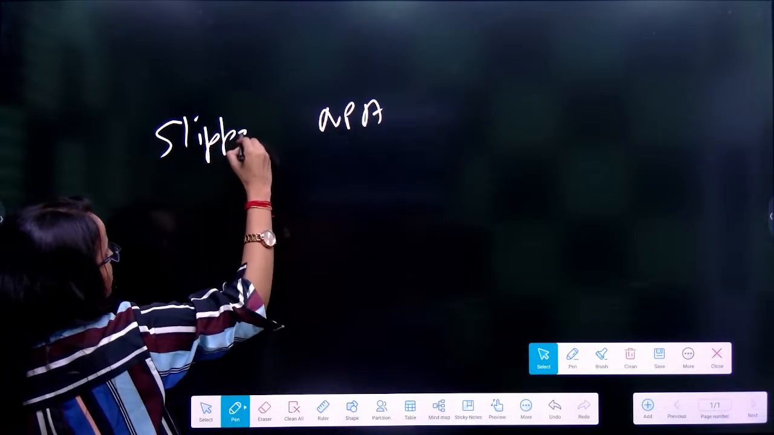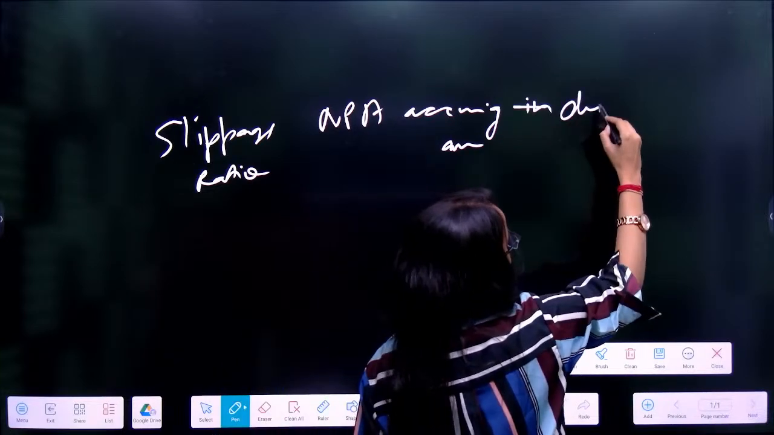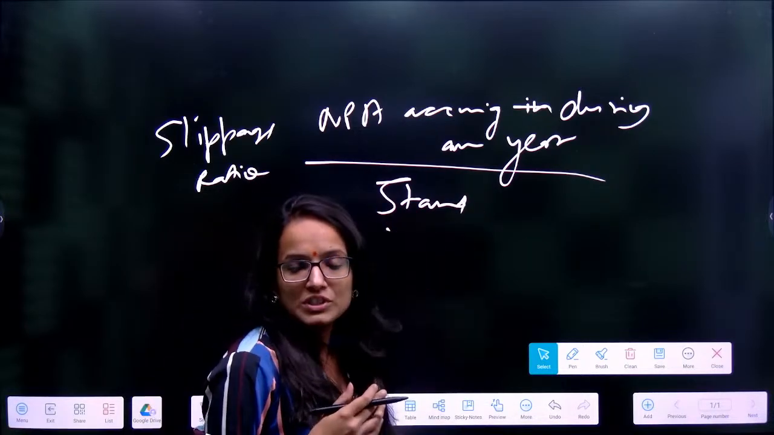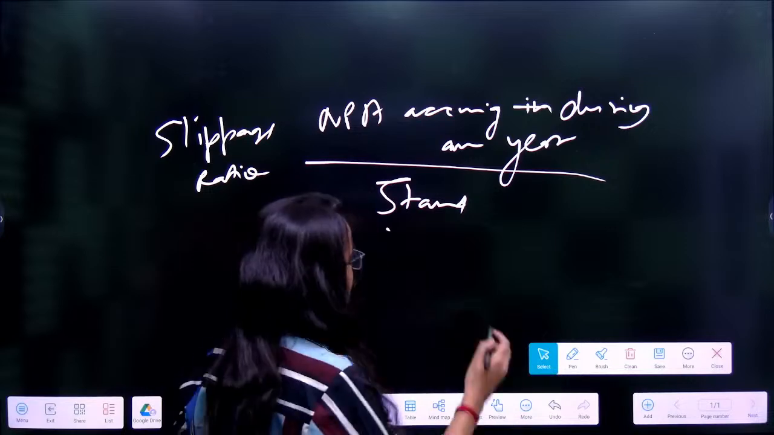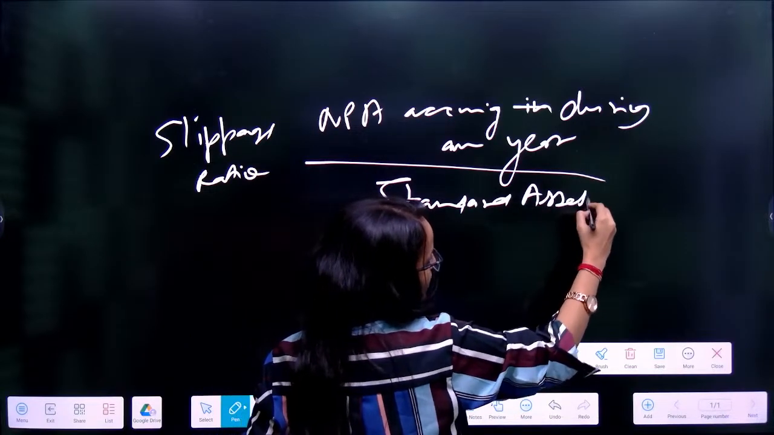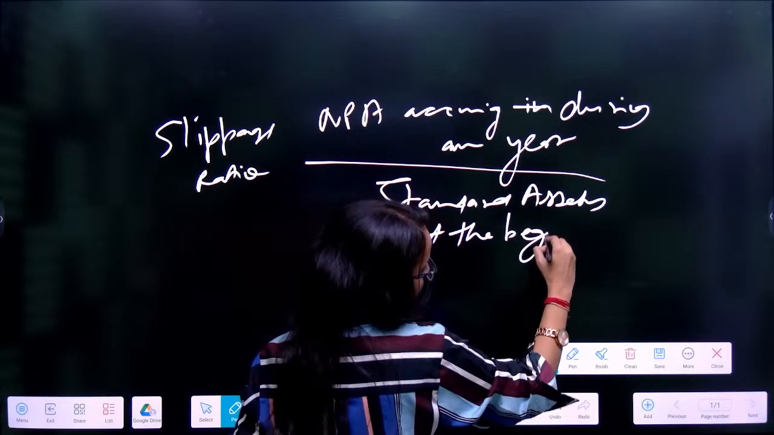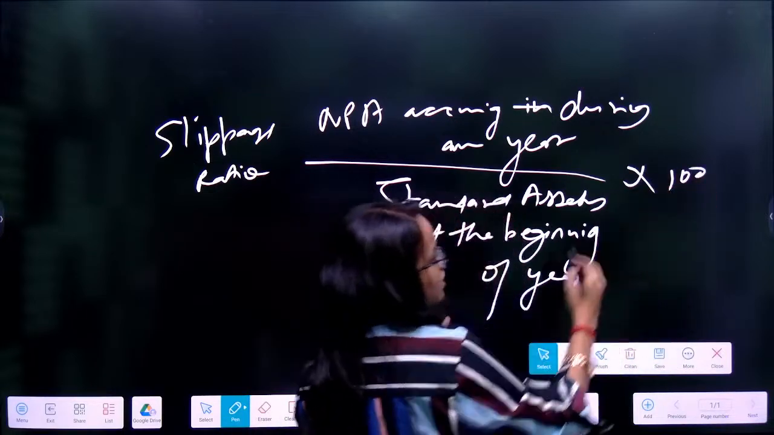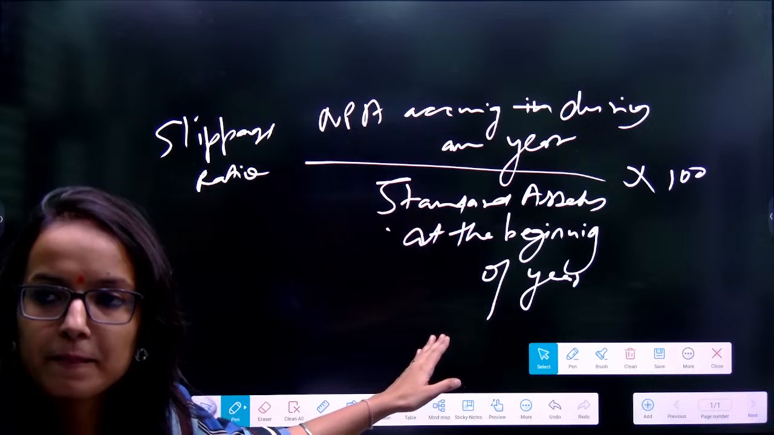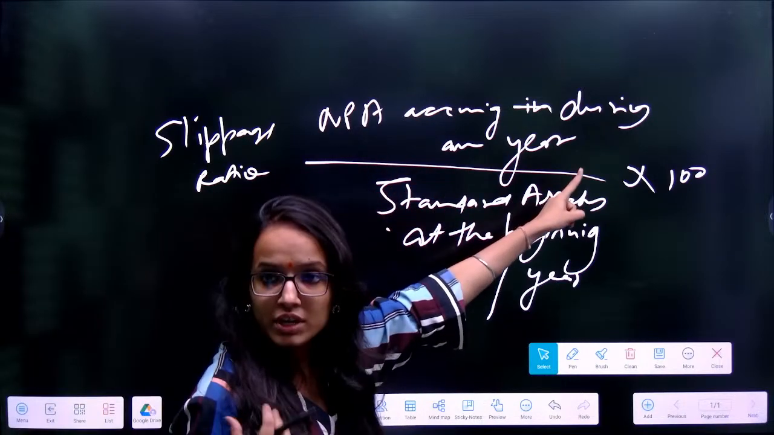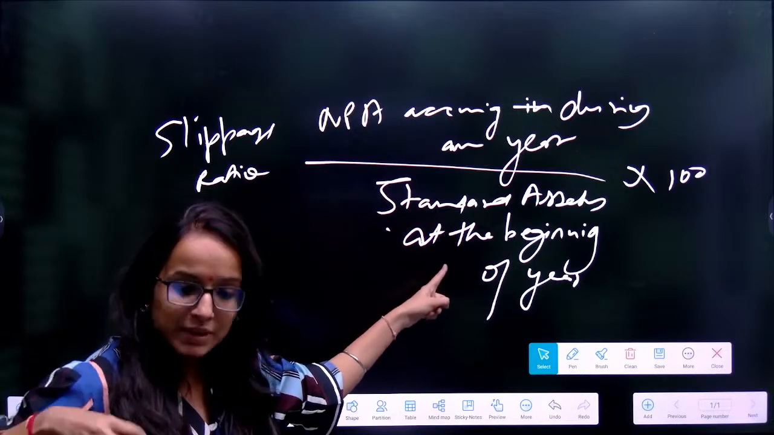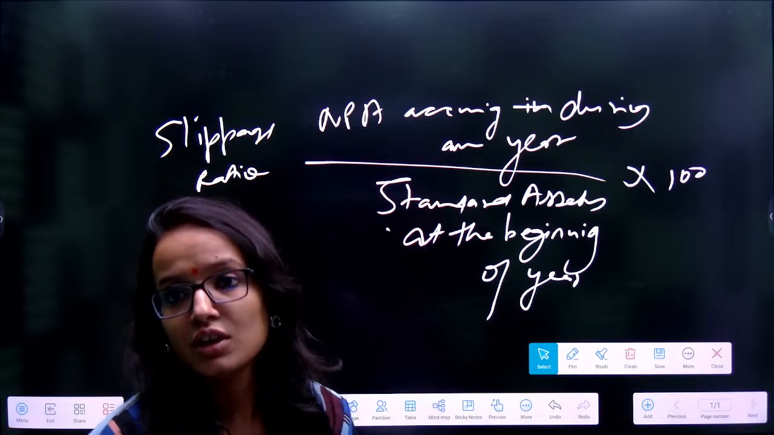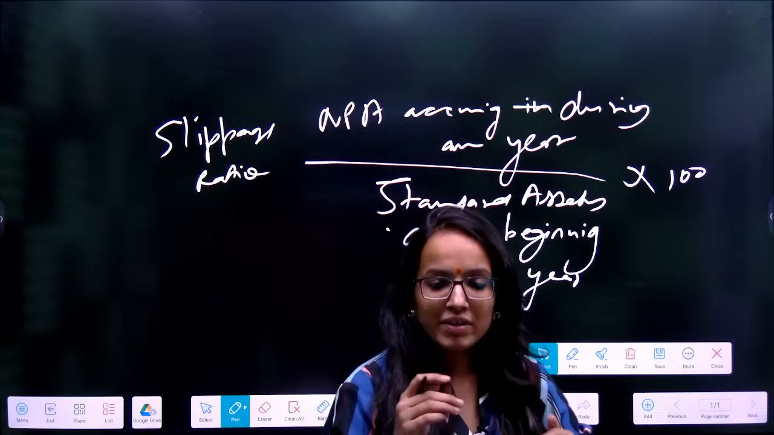NPA accruing during the year divided by total standard assets, which are performing well, regular income generating loans or assets, standard assets at the beginning of this year, into 100. So this is your formula for slippage ratio. How much addition of NPA is there in the year? This is shown by slippage. Now you have understood all these concepts.